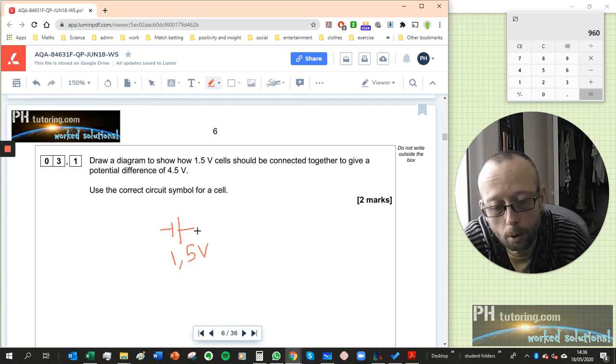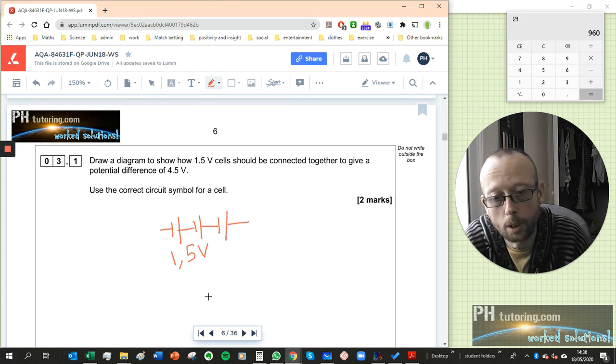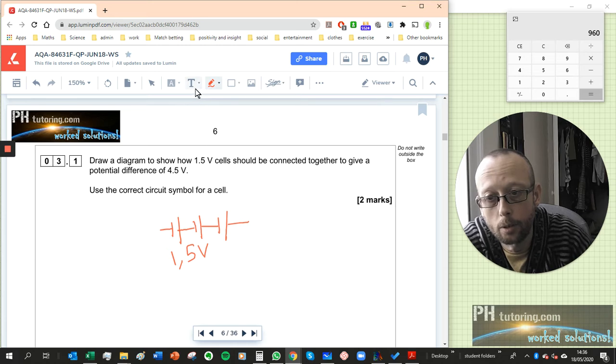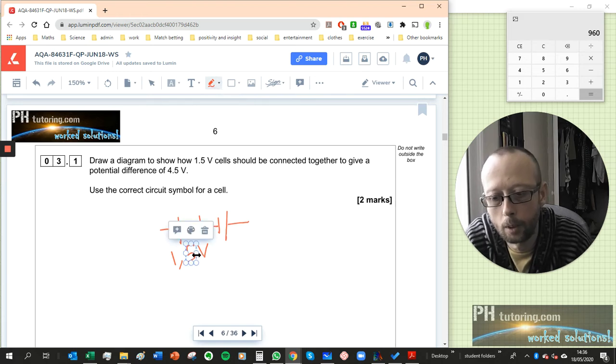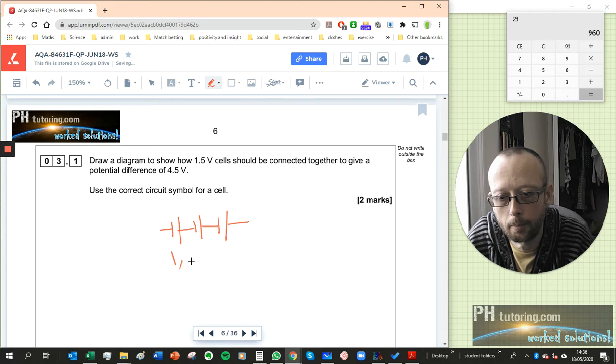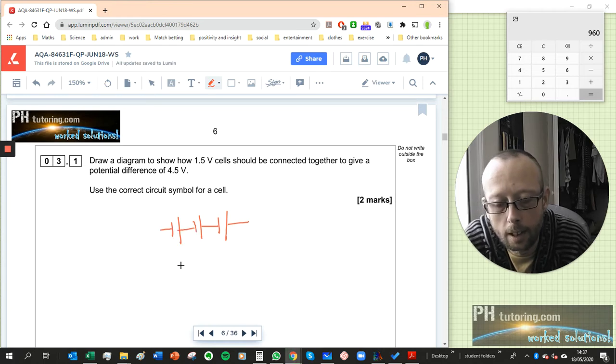We just put 3 together, because basically that's going to add up. Now, do we have an eraser here? Oh, it looks like I can just do that. Okay. So altogether, this is going to be 3 times 1.5, so this is going to be 4.5 volts.